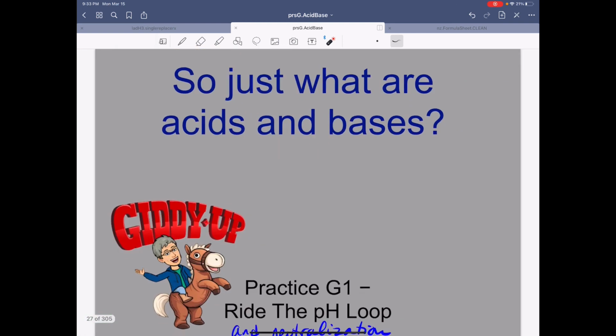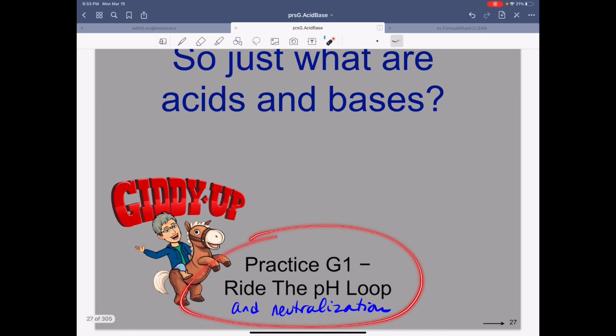So giddy up, get practicing with the pH loop and neutralization worksheet to make sure that you're ready to go and to move on to the next part of acids and bases.